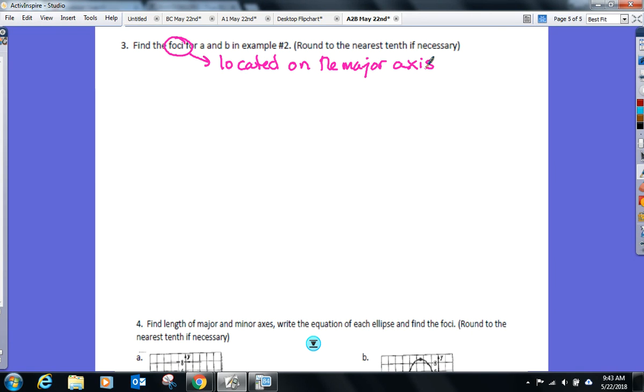Okay, they're always located on the major axis, C units from the center. And I'm going to show you how to find C now. So always on the major axis, C units from the center.